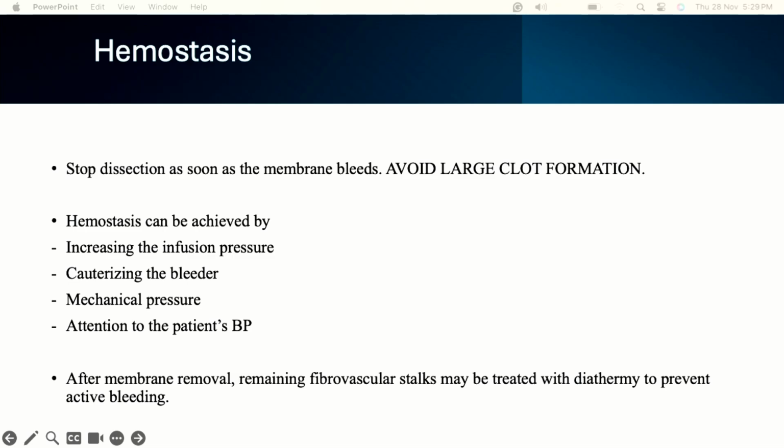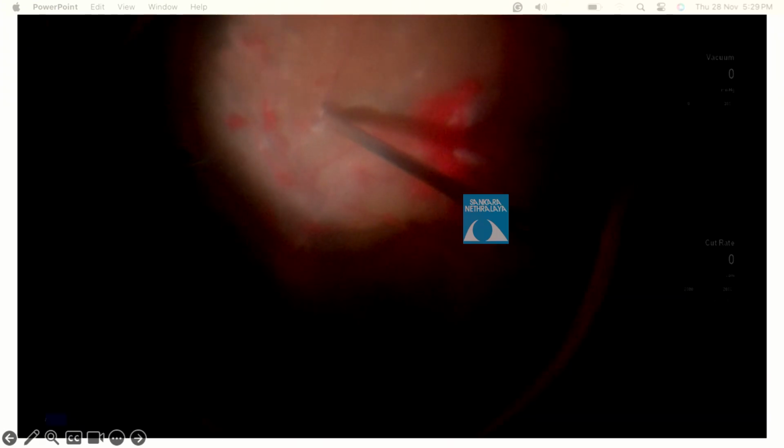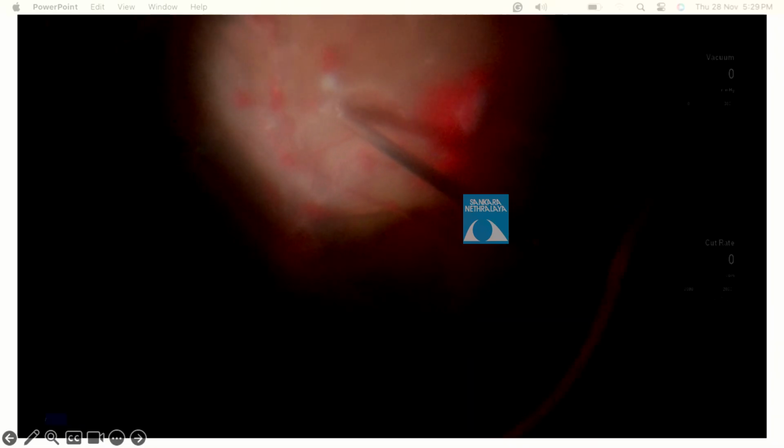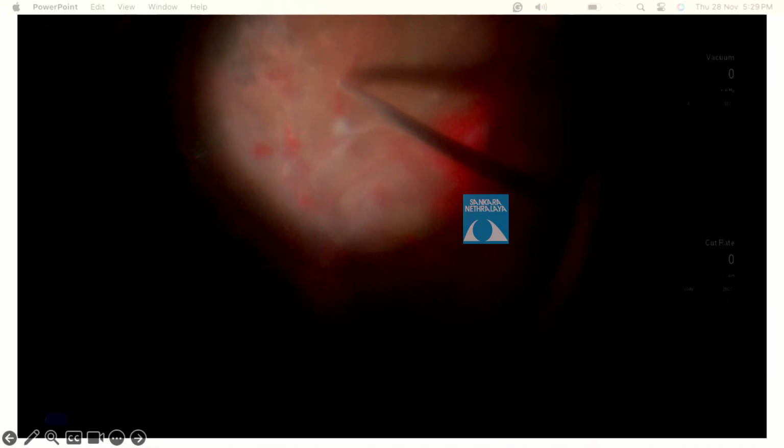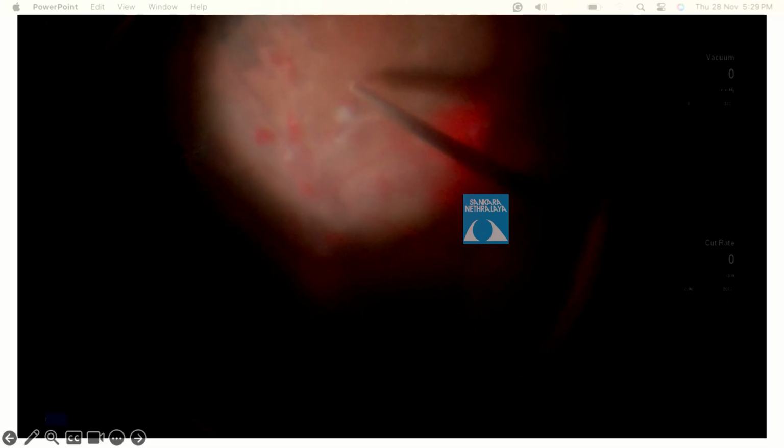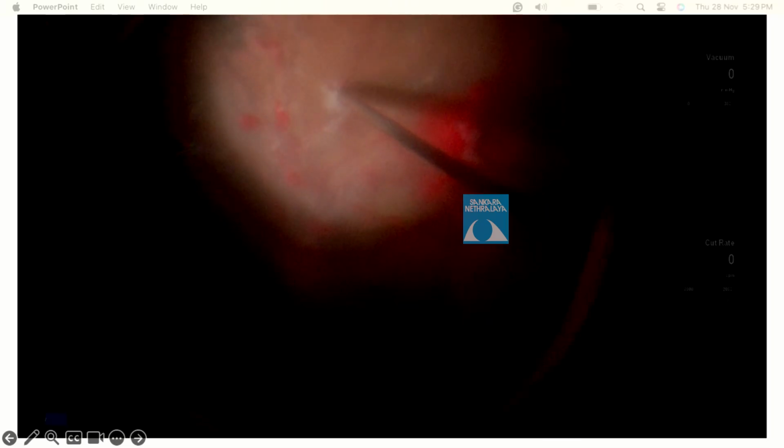So after the membrane removal, remaining fibrovascular stalks may be treated with diathermy to prevent active bleeding. So this video is showing the use of diathermy to control the bleeding. Superficial light cautery burns should be applied, preventing iatrogenic damage to the retina.